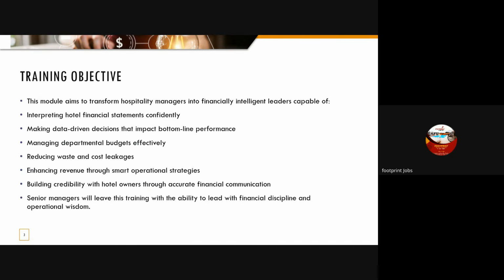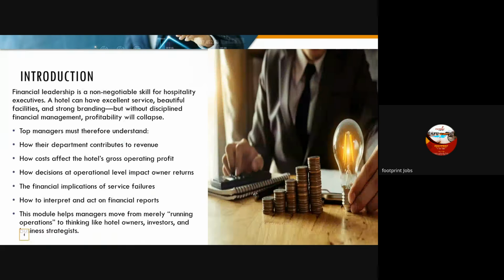They don't look at the cost center, and at the end of the day, the overhead cost of what it took to actually make that revenue. So at the end of this training, you'll be able to make very informed decisions, being able to manage departmental budget effectively, reduce waste and leakages. So I'll just jump into this training right away because it's very extensive. Wherever we cannot finish, we'll actually stop there and continue on Thursday.